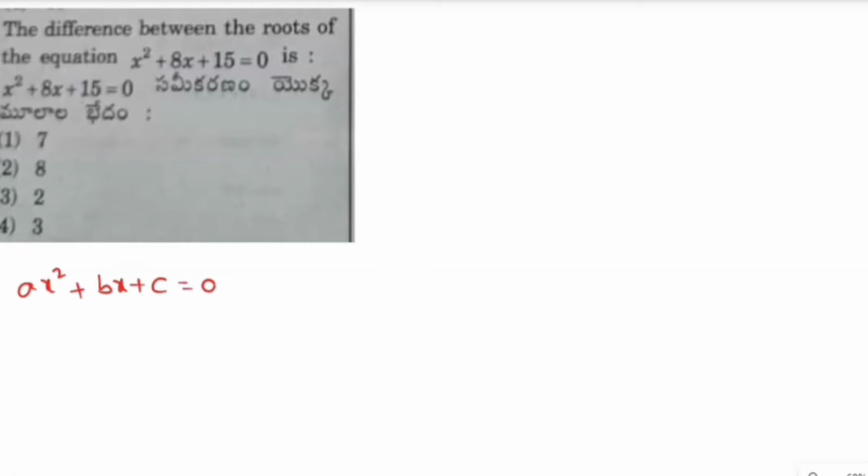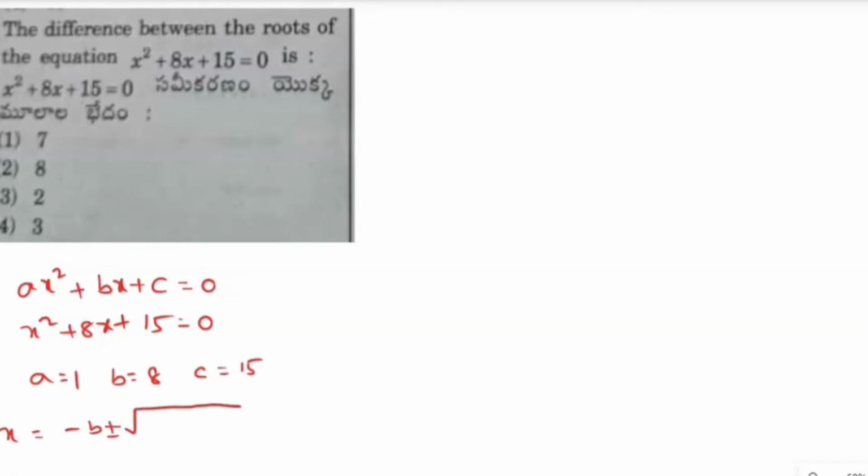If we compare this with x square plus 8x plus 15 equal to 0, we have a as the coefficient of x square, which is 1, the coefficient of x, b, is 8, and the constant c is 15. So we have the a, b, c values and the roots. The formula for finding the roots is minus b plus or minus root of b square minus 4ac, by 2a. Following this formula we find the roots of this equation.